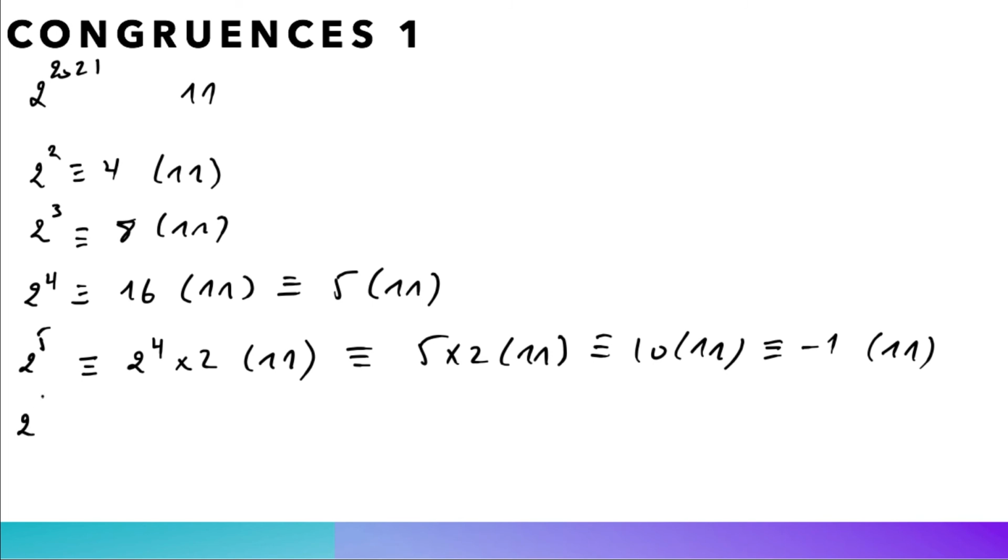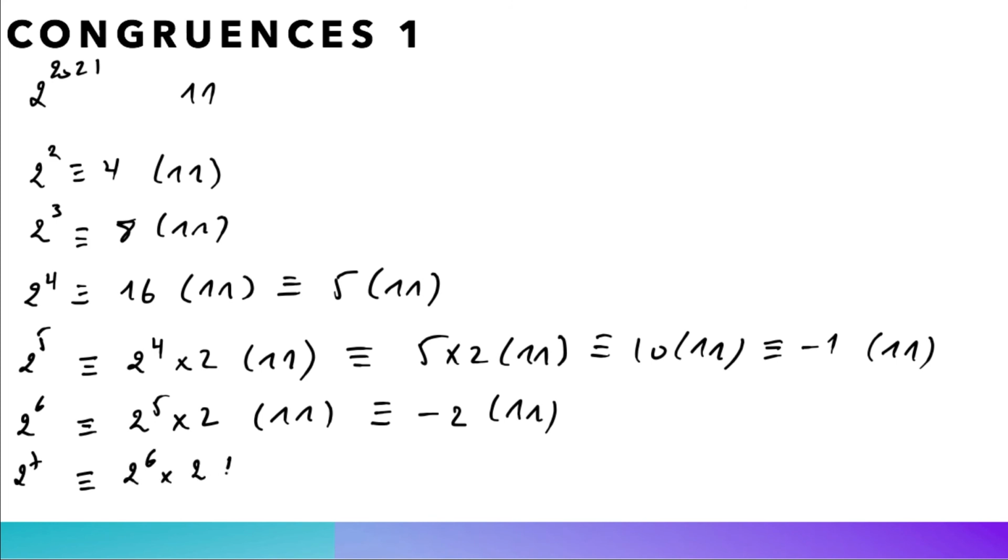Now 2 to the power 6 is congruent to 2 to the 5th times 2 modulo 11. 2 to the 5th is congruent to minus 1, so this is congruent to minus 2 modulo 11, which is still not very helpful. We go further to compute 2 to the power 7, which is congruent to 2 to the 6th times 2 modulo 11. 2 to the 6th is minus 2, so this is congruent to minus 4 modulo 11, and minus 4 modulo 11 is the same thing as 7 modulo 11, which is still not very helpful to compute powers.